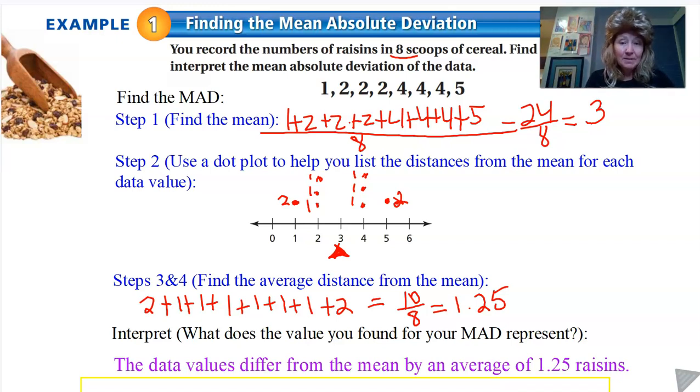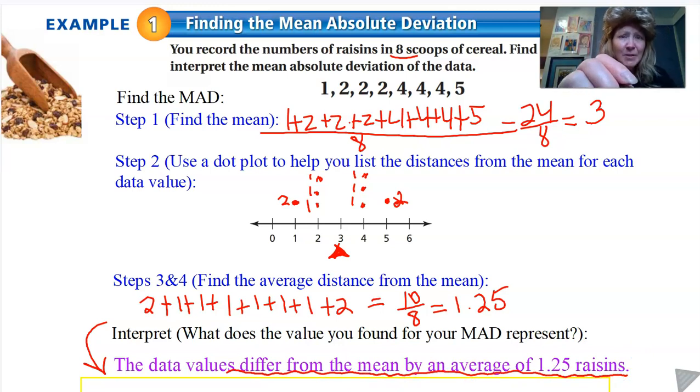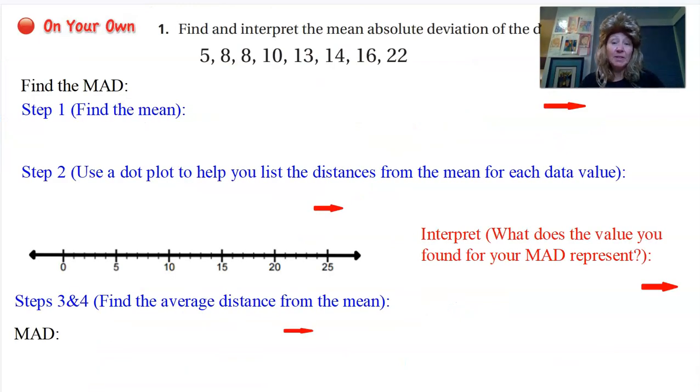And so here is my answer: the MAD is 1.25 raisins. And the meaning of the MAD, when I interpret it, I'm just saying how far apart the data values are, and they differ by about 1.25 raisins. Okay, I know it seems complicated, but once you practice it a couple times, it gets pretty easy.